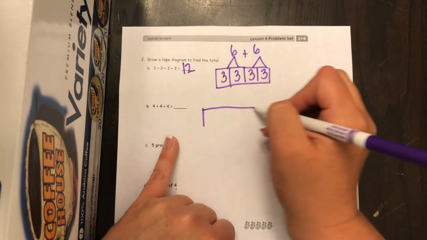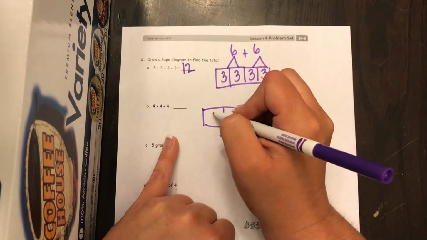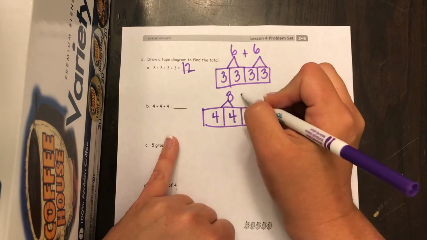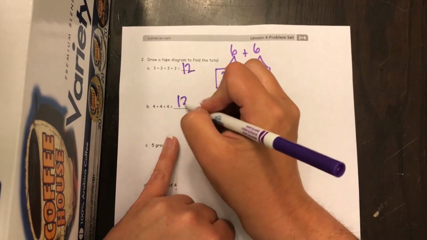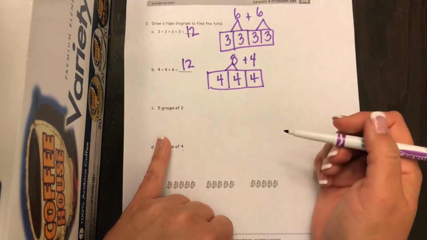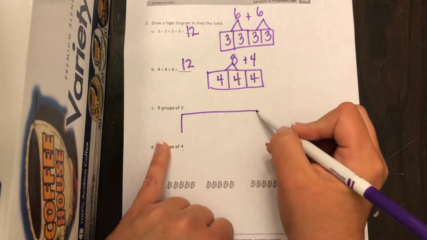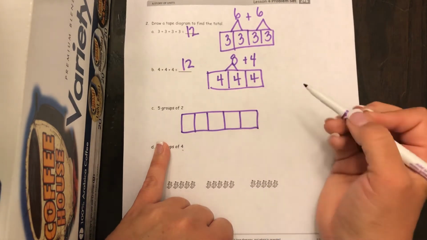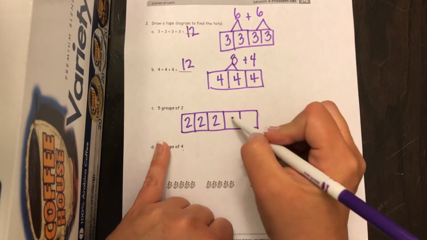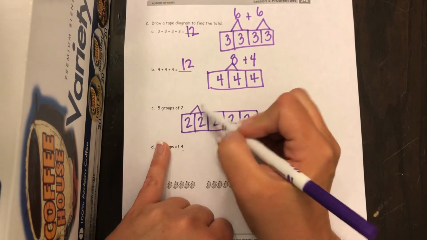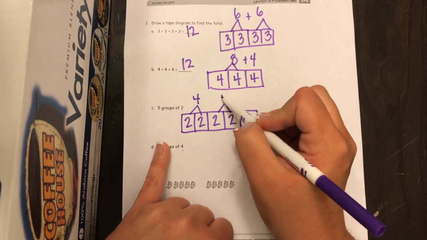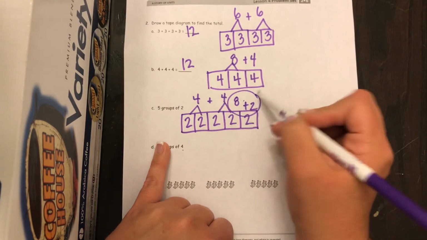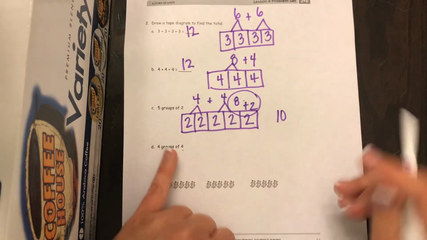Here you have 4 plus 4 plus 4. So 4 plus 4 is 8. Plus 4 is 12. You have 5 groups of 2. So you have to make 5 groups and then put 2 in each one because there's 2 in each group. 2 plus 2 is 4. 2 plus 2 is 4. 4 plus 4 is 8. Plus this extra 2 is 10.